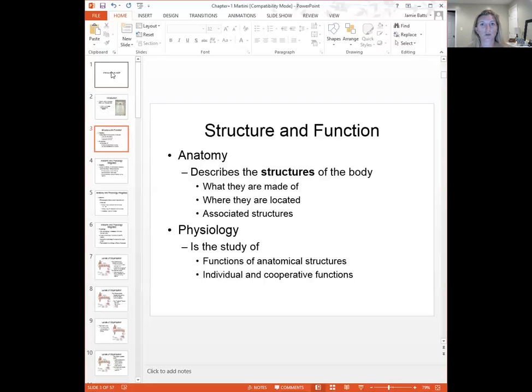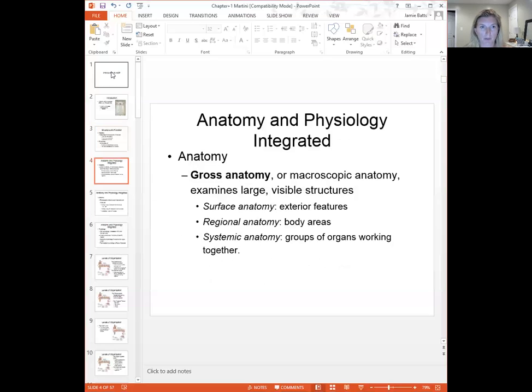There's kind of some gray area in A&P 1. In A&P 2, that's even more so important. In A&P 2, it'll mostly only be physiology in lecture. This A&P 1, we kind of do a little bit of both.